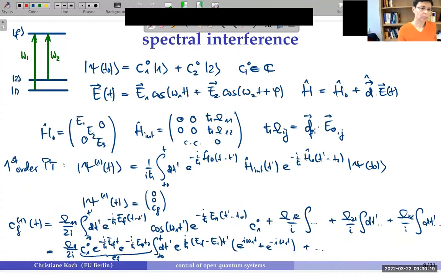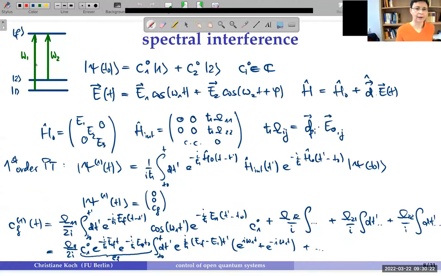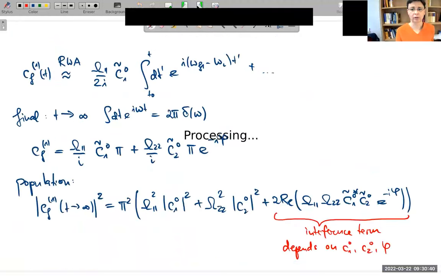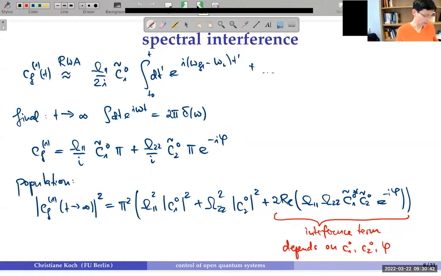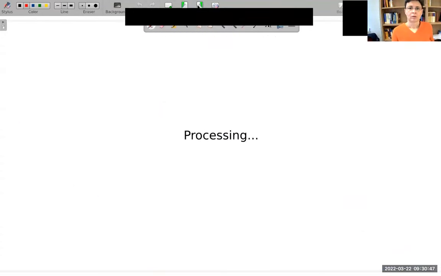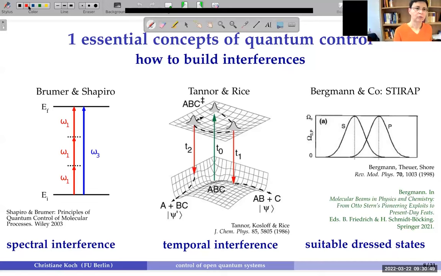Okay, so we have here these two excitation pathways, and we allowed for a relative phase between them. So by tuning this phase, we can make this interference in the final state constructive or destructive. And destructive really to the extent of having no population in the state despite having excitation. Okay, so first point, done.